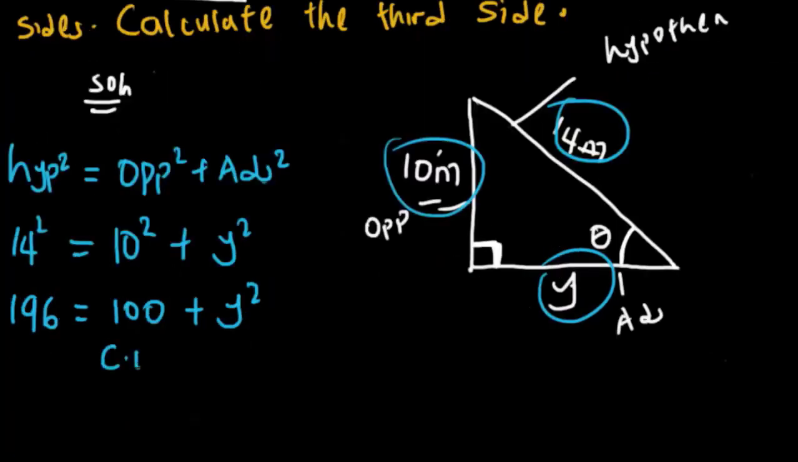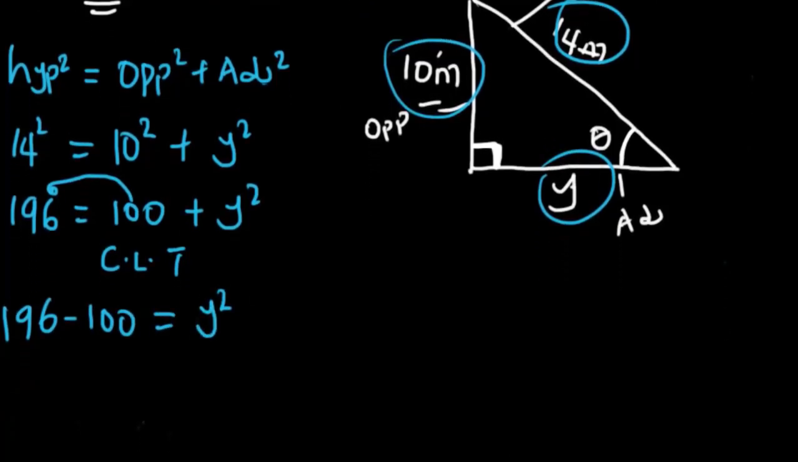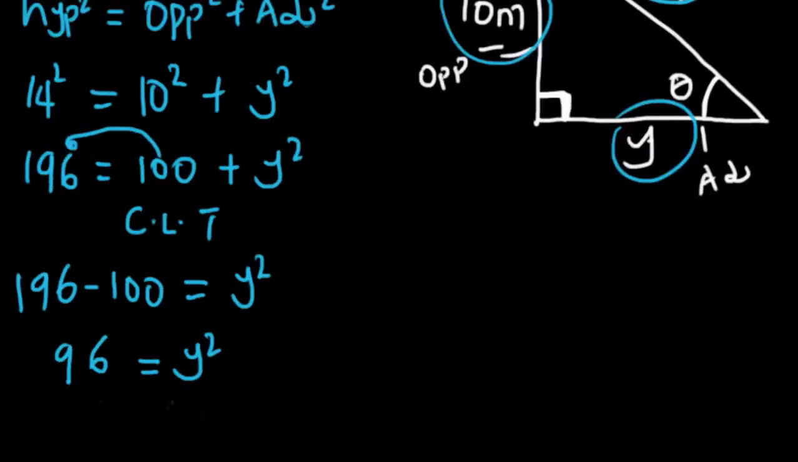Now we'll collect like terms. 100 goes to meet 196. So we'll be having 196. When 100 crosses the equal to sign, it becomes minus 100 equals y square. Does this make sense? So I should be having 196 minus 100. 6 minus 0 is 6. 9 minus 0 is 9. 1 minus 1 is 0. So I should be having 96 equals y square, which implies that y square equals 96.